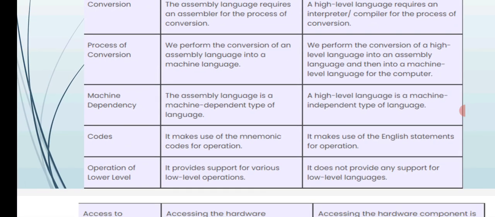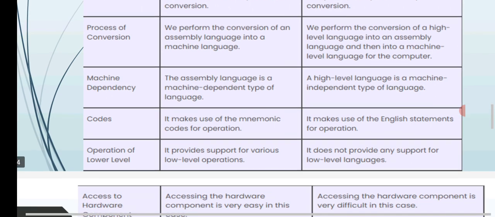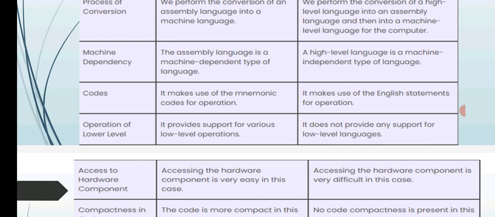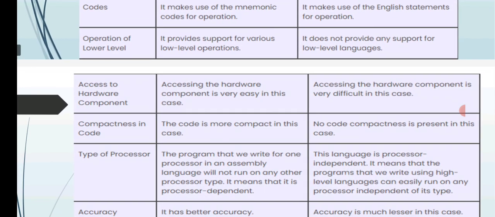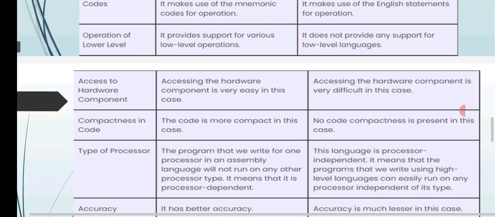Then codes: assembly language makes use of mnemonic codes for operation. High-level language makes use of English statements for operation. In terms of low-level operations, assembly provides support for various low-level operations, while high-level language does not provide any support for low-level operations. Access to hardware components: in assembly language, accessing the hardware component is very easy. In high-level language, accessing the hardware component is very difficult.